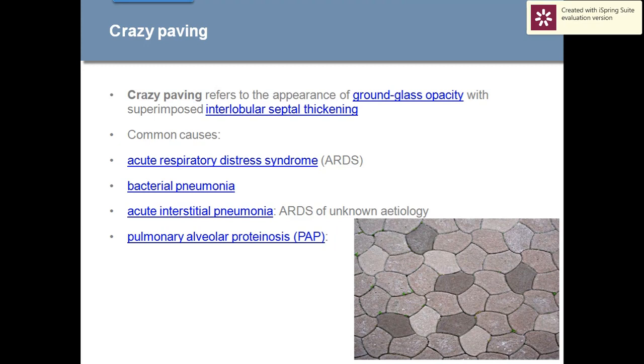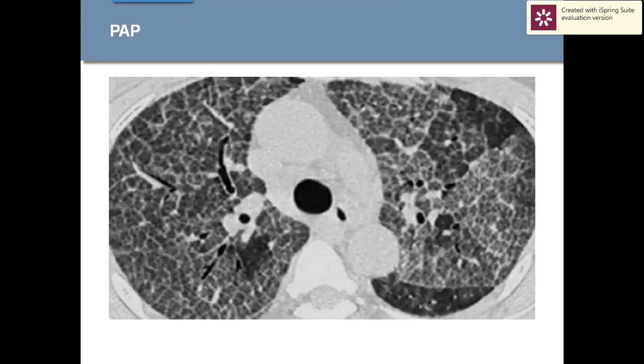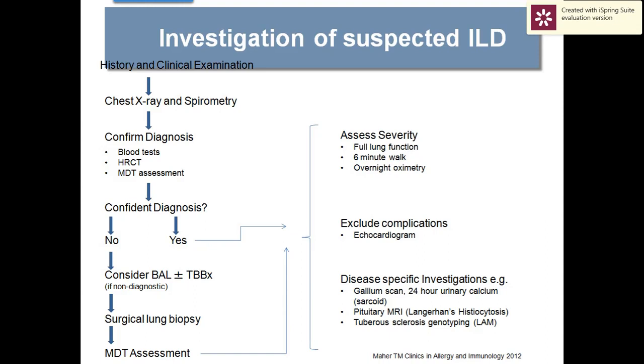acute interstitial pneumonia or pulmonary alveolar proteinosis disease. In a patient with pulmonary alveolar proteinosis and the crazy paving pattern, we will have ground glass opacity and interlobular septal thickening وهي secondary lobule بتاع اللنج واضح في هذه الصورة.